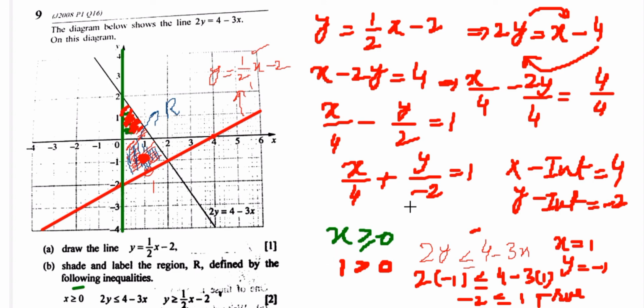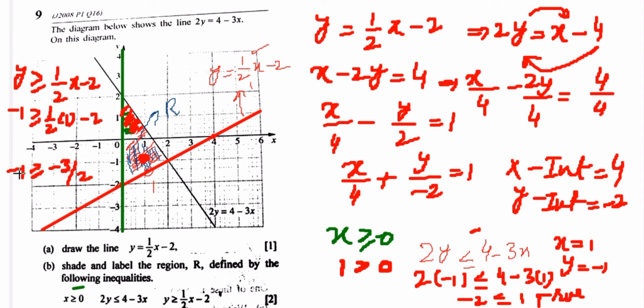If you put the point of this region into the third inequality, that is y greater than or equal to half x minus 2. What is y? The y coordinate of this point is -1, greater than or equal to half x minus 2. What is x? X is 1. This gives us -1 greater than or equal to -3/2. You can see -1 is always bigger than -3/2. This shows that the point in the required region satisfies all of these inequalities. It means you have correctly shaded the region R.